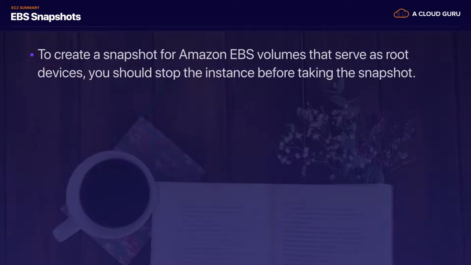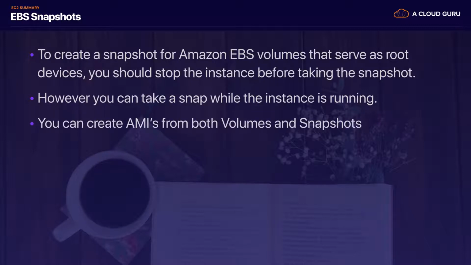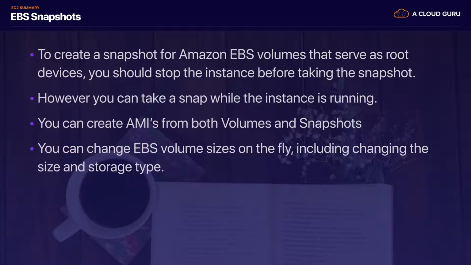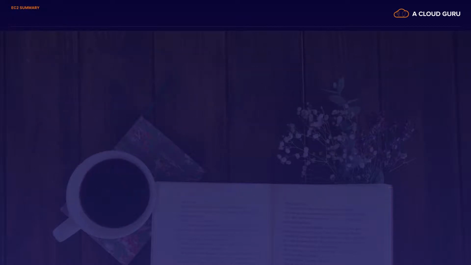the changes. If you take a second snapshot, it's only going to replicate the deltas. To create a snapshot for Amazon EBS volumes that serve as root device volumes, you should always try and stop the instance before taking the snapshot. That will give you a consistent snapshot, but that is optional. You can take snapshots on running instances as well. And you can create AMIs from both volumes and snapshots. And you can actually change EBS volume sizes on the fly, including changing the size and the storage type. And volumes will always be in the same availability zone as the EC2 instance. You cannot have an EC2 instance in one availability zone and then an EBS volume in another. Bear that in mind as well.